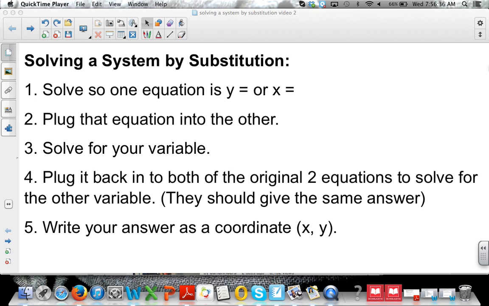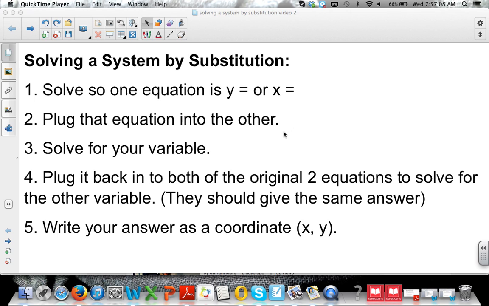So there's a set of steps that you want to follow every single time. First, you're going to solve so that one equation is y equals or x equals. And this first day, I think they're all given to you. One of them is y equals or x equals already. So later you'll have to solve for y equals or x equals, but for now we're just going to give it to you that way. And so once you have y equals or x equals, like say you had x equals 4, you already know what x equals, so you can just go plug that into the other equation.